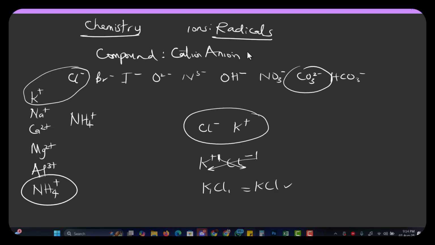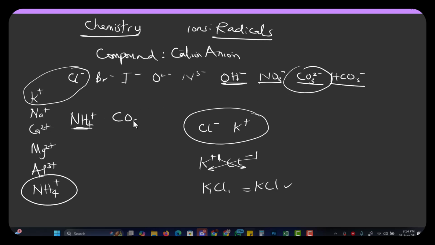These radicals are those ions that have more than one element with a single charge. So this is a radical. It has two elements but with a single charge. This is a radical because it has more than one element with a single charge. So assuming you have this radical, let's pick this one that I circled here, and I'm asked to get the compound.